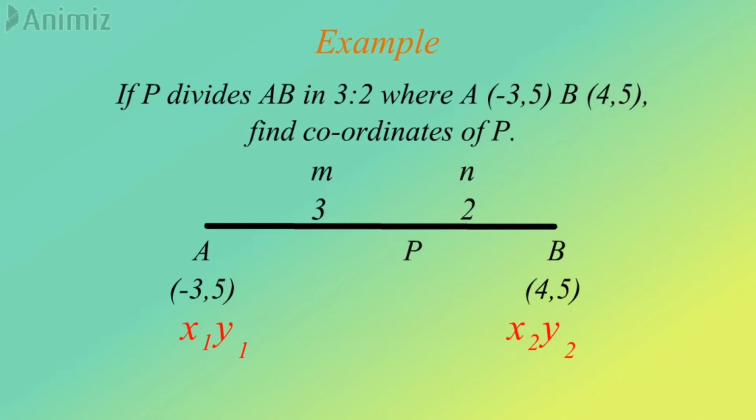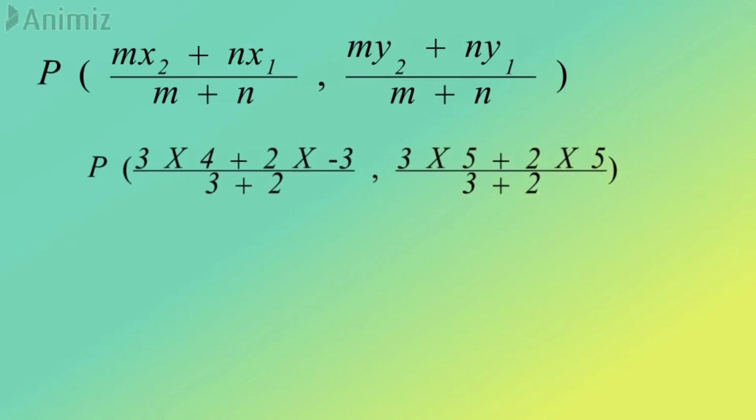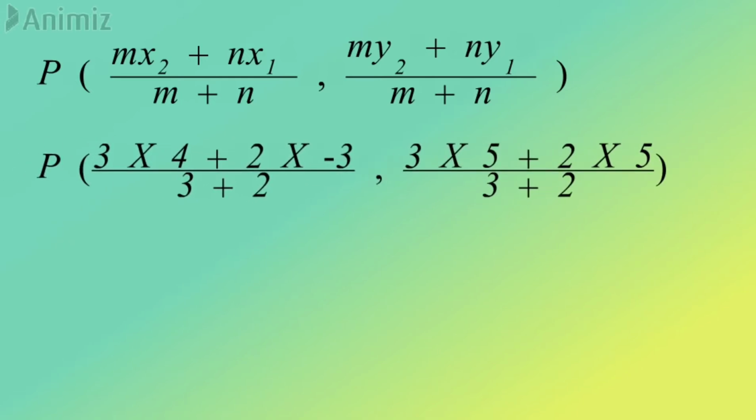Now, first of all, you have to write the formula, then substitute these values in the formula. So, let's write the formula of P. Now, formula of P, as we have stated earlier, this is section formula. In this, you have to substitute the values. After substitution, x coordinate will be (3 into 4 plus 2 into -3) upon (3 plus 2), while y coordinate (3 into 5 plus 2 into 5) upon (3 plus 2).